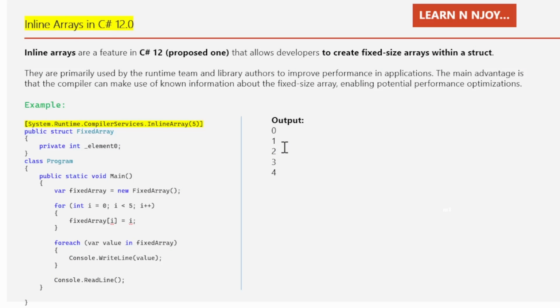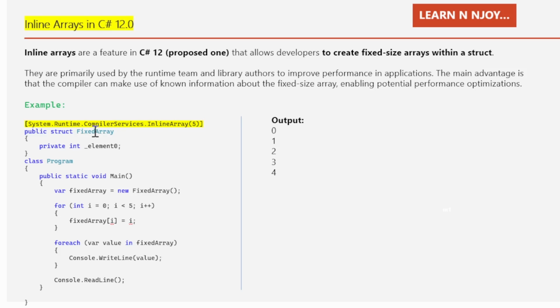Inline arrays in C# 12.0. So what exactly are inline arrays in C# 12? Well, inline arrays are a powerful feature that allows developers to create fixed-sized arrays within a struct type. They are often used by the runtime team and library authors to optimize performance.